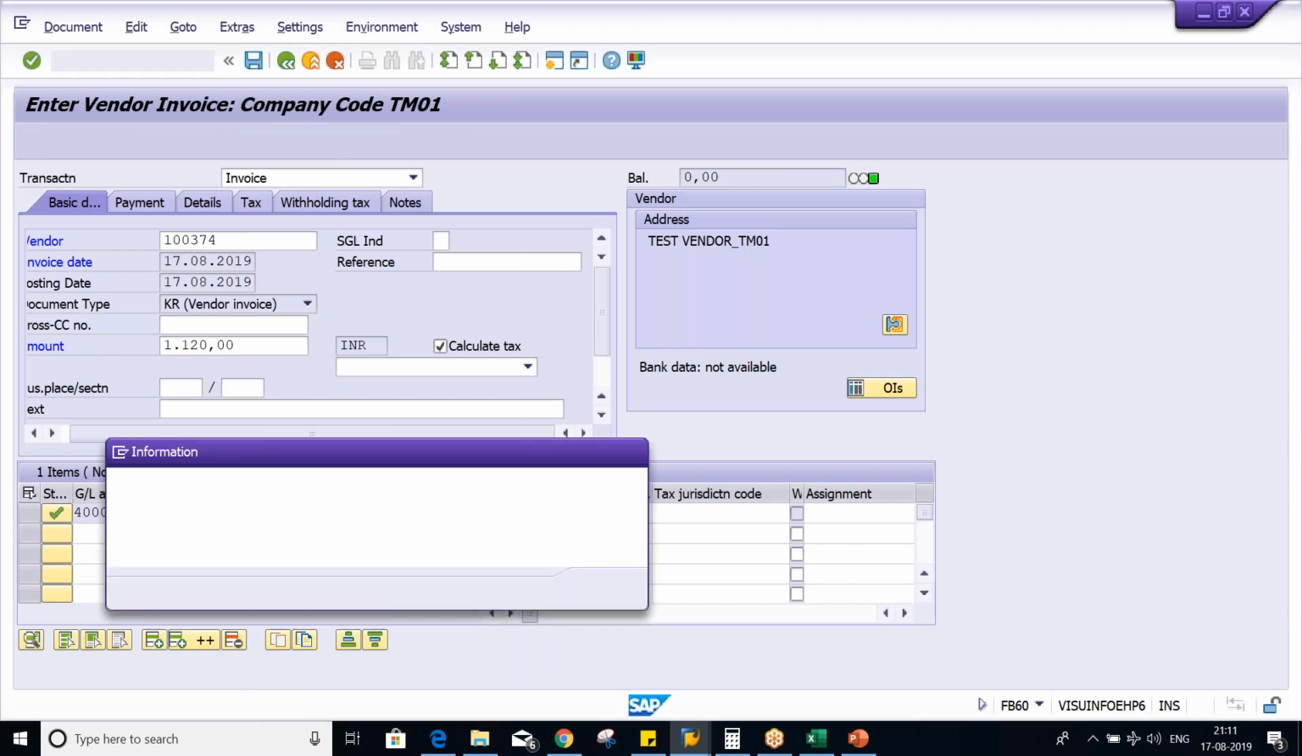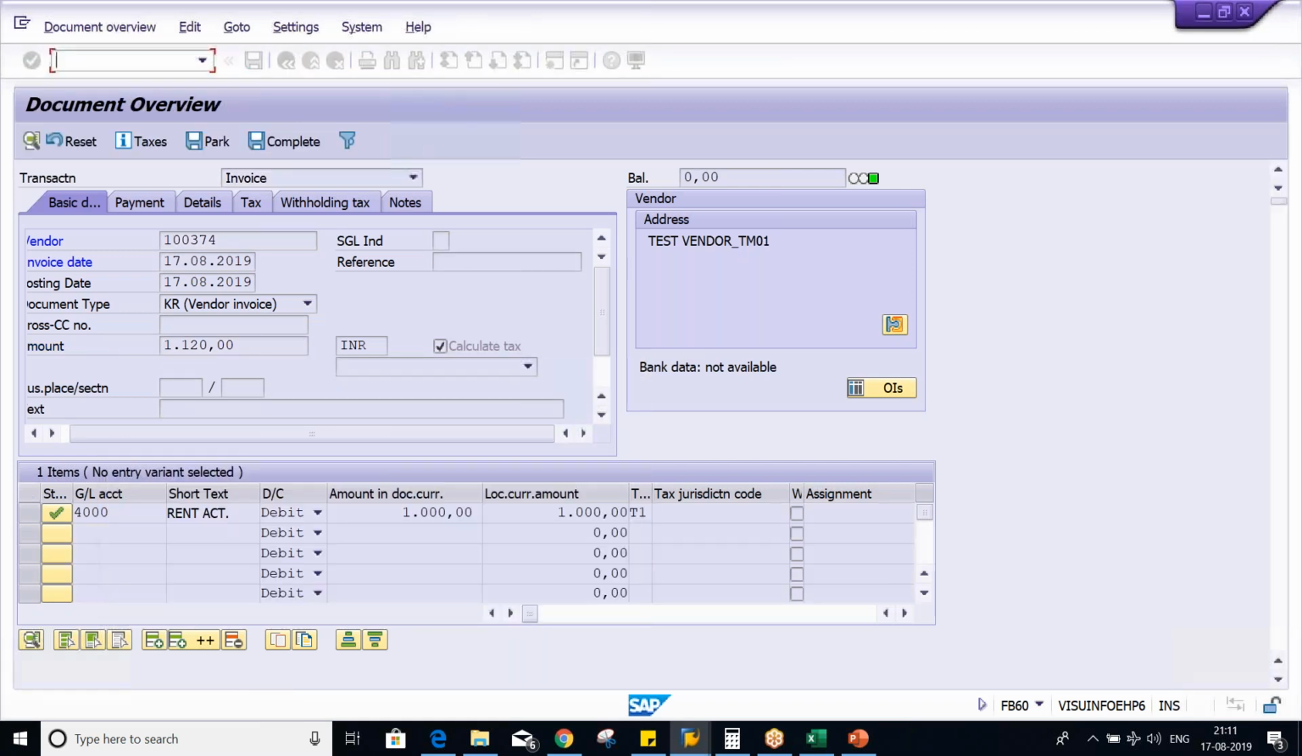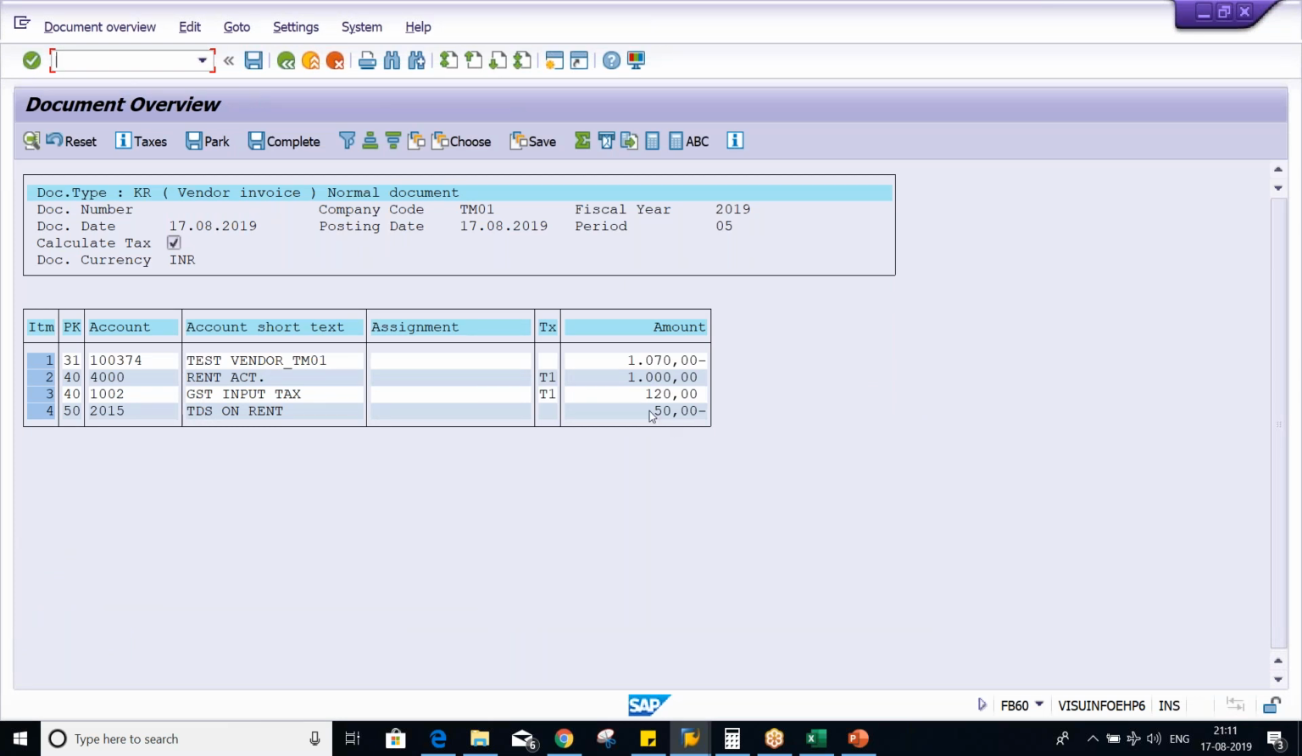I'll just do one thing. Click on simulate and let's see, guys, whether it is getting calculated or not. So look at here. Yes, 50 rupees. Why? Because the base amount for tax calculation is 1000, but of this base amount, only 50% is subjected to tax. So what is 50% of 1000 rupees? It is 500. On 500 only the system is going to calculate this TDS.